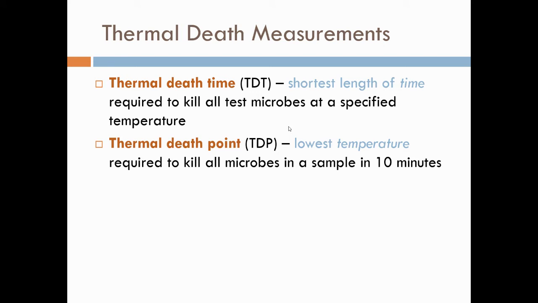I could also look at it from the other side, the thermal death point, where I'm given a time. So in 10 minutes, what's the lowest temperature required to kill all the microbes in a sample? So these are looking at efficiency. If I am in a commercial use or a hospital setting and I want to kill everything, I want to do it either at the lowest temperature possible, so what's the temperature I need to kill all the organisms in 10 minutes? Or I want to do it as quickly as possible, so what's the temperature I need to do it in the shortest length of time? So you can use either one of those to compare methods.